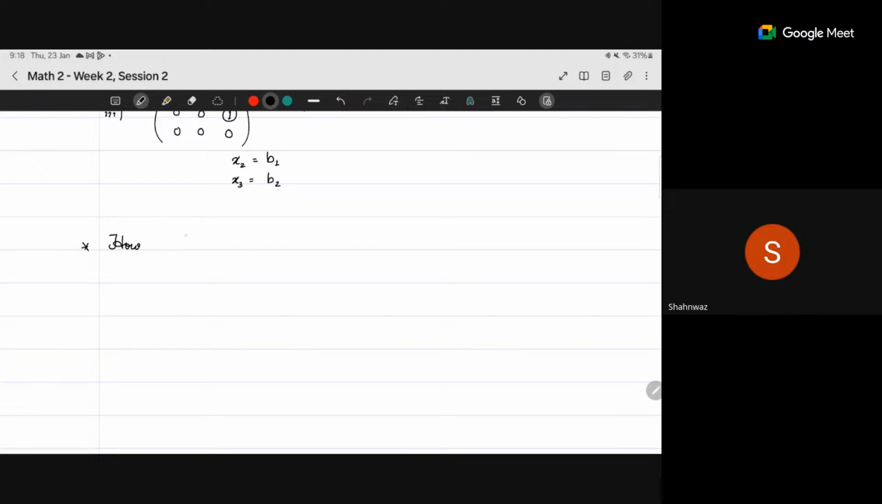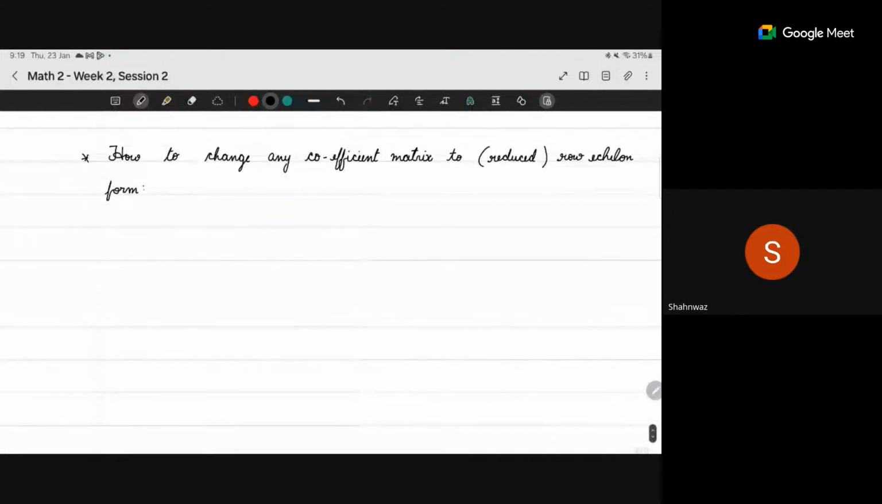how to change any coefficient matrix to row echelon or reduced row echelon form. So let me just write this. And the answer is row operations.